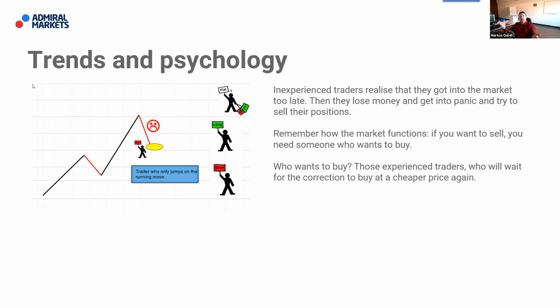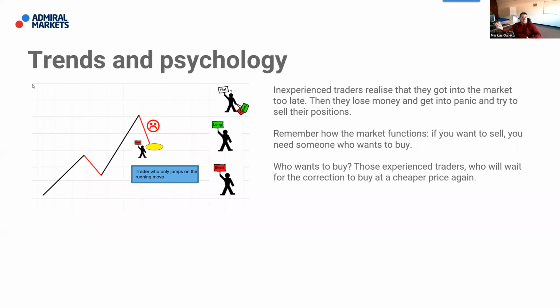That's the point. Traders who only jump into the running move are in the loss right now. Because inexperienced traders realize that they got into the market too late. Then they lose money and now they get into panic and try to sell the position because they realize, oh my God, I'm wrong. I lose more money than I wanted to lose. Remember how the market functions. If you want to sell, you need someone who wants to buy. If you are in panic now, and if you want to sell something, you need someone on the other side who wants to buy.